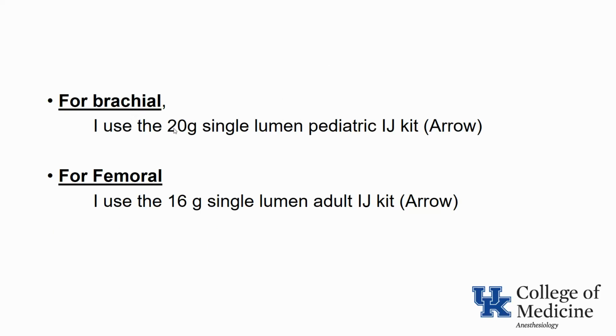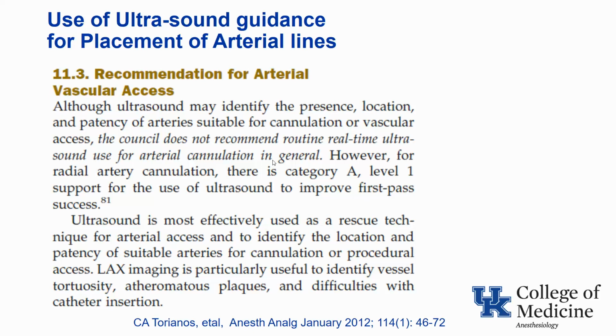For brachials, I personally use a 20-gauge single-lumen pediatric IJ, and for femorals, I use a 16-gauge single-lumen IJ kit. Although national guidelines do not recommend routine use of ultrasound for arterial lines, many of you use it, and I can't discourage using it routinely. A side effect is people have lost the skill of doing art lines without ultrasound access, but as long as you always have ultrasound access, maybe that's the way to go.